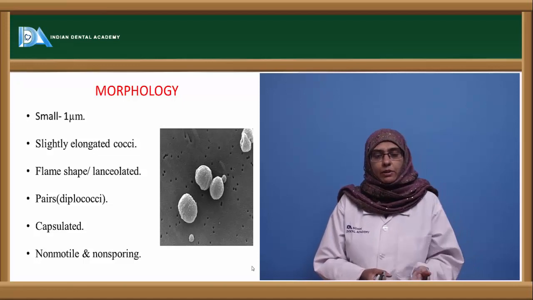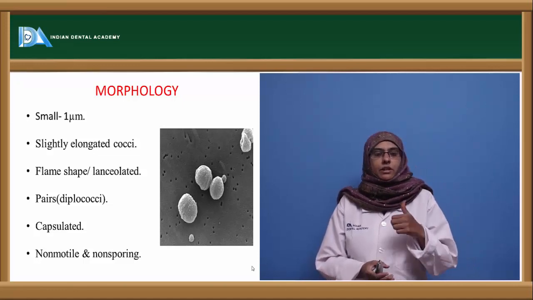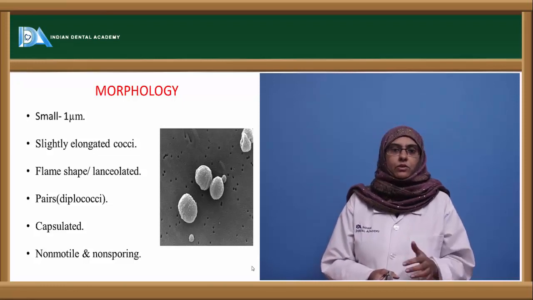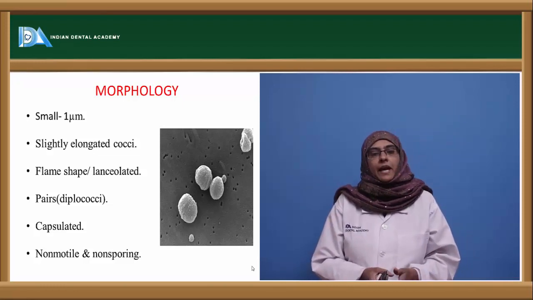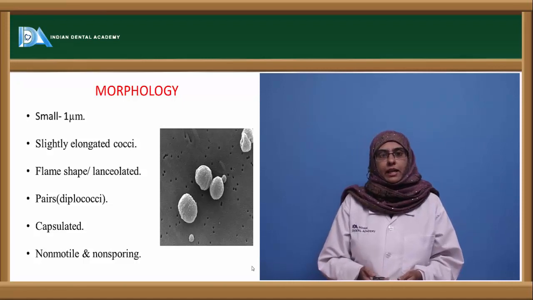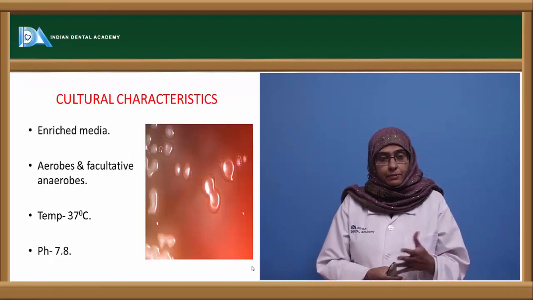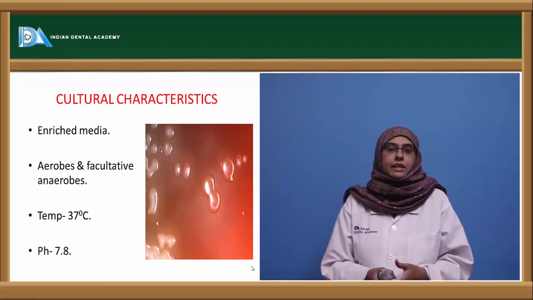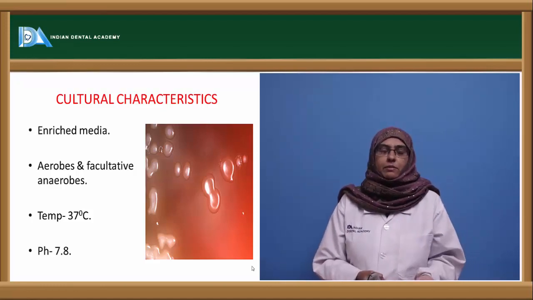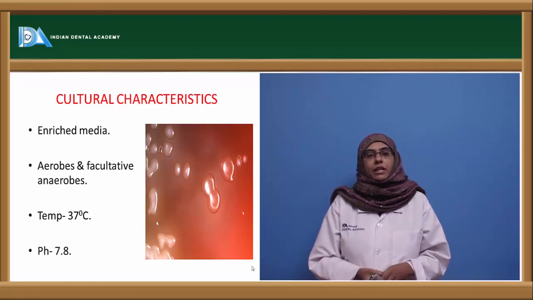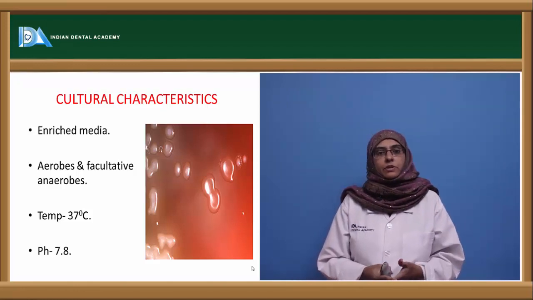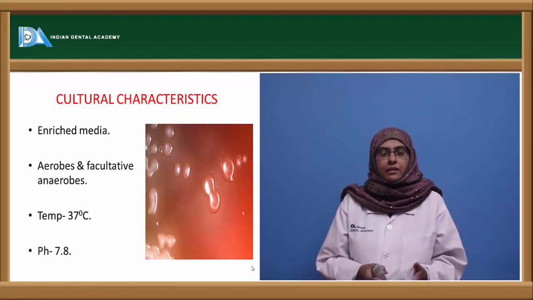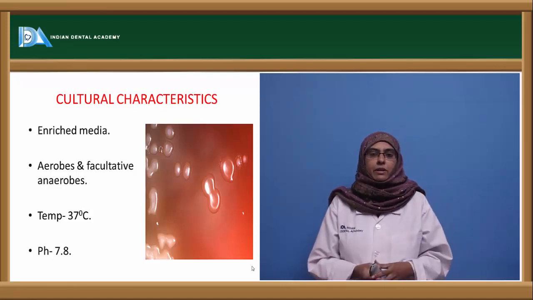The capsular material can be lost on serial subculture, and the organism might appear spherical in nature due to the loss of its morphology. This organism is non-motile and non-sporing. The capsular material can be demonstrated with the help of different special staining techniques that help to identify this organism in the cultural media. Coming to the cultural characteristics, how these organisms exhibit their characteristics on a particular culture or media, that is the nutrition which is provided to the microorganism.